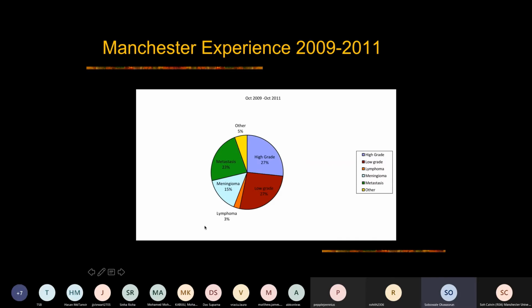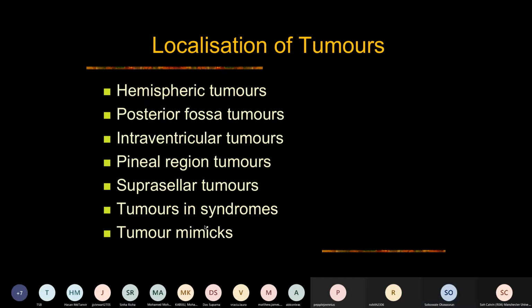So this is a study I did from Manchester, our experience back in 2009. Localization of tumors is very important. Like I said earlier on, every tumor, depending on location, has a different list of differential diagnosis. So I've divided the tumors into these categories: hemispheric tumors, posterior fossa, ventricles, pineal region, and suprasellar, and they've got all the tumors in different syndromes and mimics.